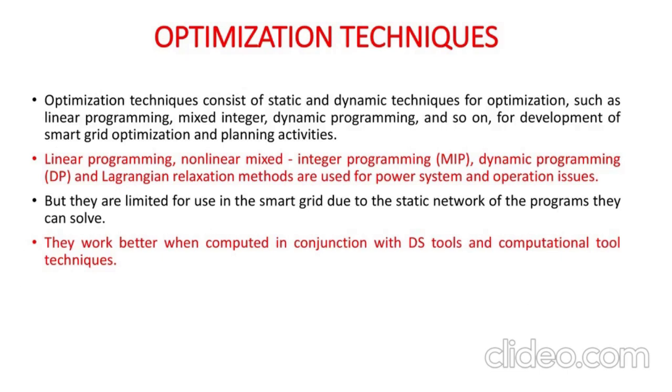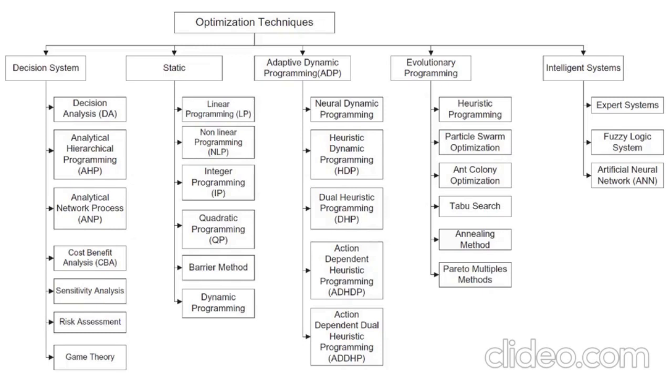Optimization techniques, as you already know, consist of static and dynamic techniques. In this we perform linear programming, non-linear programming, mixed integer programming, and dynamic programming. They work better than the computer in conjunction with decision statistics tools. So for computational tool techniques, we are going to use optimization techniques.